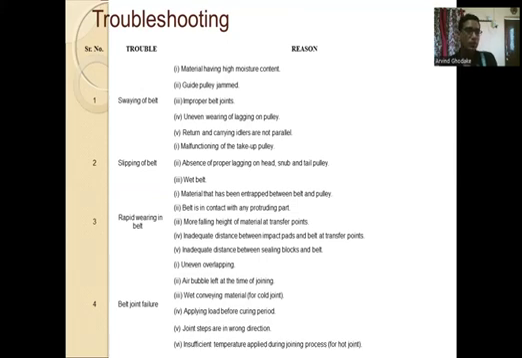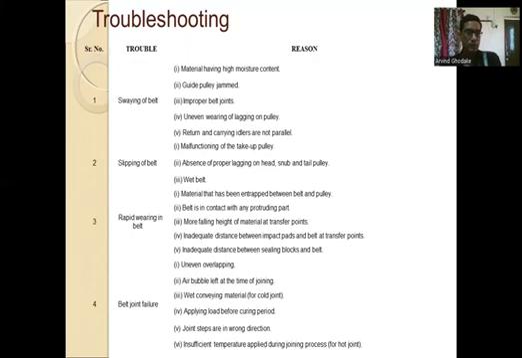Then rapid wearing of the belt: more falling height of the material at the transfer point, inadequate distance between the impact pads and belt at the transfer point, inadequate distance between seam block and sealing block and belt, then uneven overlapping, then air bubble left at the time of joining, and wet conveying material. So that will be the troubleshooting for rapid wearing of the belt.